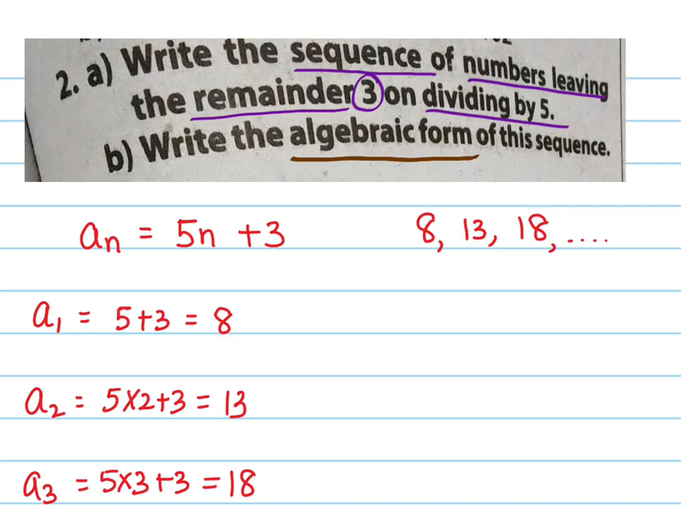Now you can cross check whether it is leaving a remainder of 3 when divided by 5. So if you take 8 and divide it by 5, you know that 5 times 1 is 5, and if you divide 8 by 5, then 3 is going to be left. Similarly 13, 5 times 2 is 10, but you can see that 10 plus 3, so we have got 3 as the remainder. Same for 18. So that means we have got the sequence of numbers which when we divide by 5 we'll get the remainder as 3.